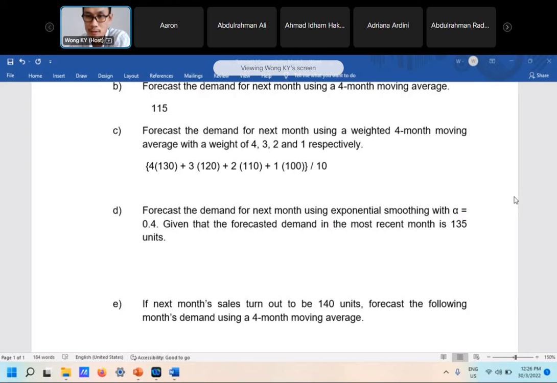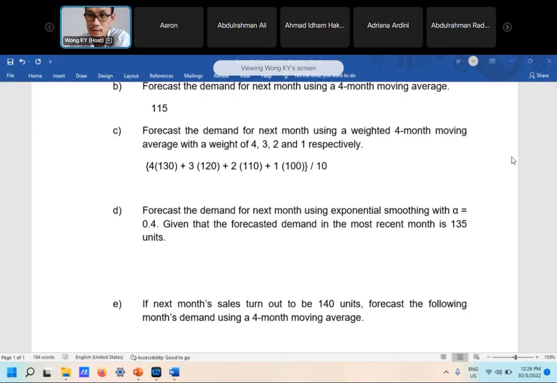Okay, Muhammad Faid, slightly different. Say 130 plus 0.4 times 135 minus 130. So, which one is correct? Abdul Rahman is correct or Muhammad Faid is correct? Oh, Rezwan, give another one, which is 135 plus 0.4.